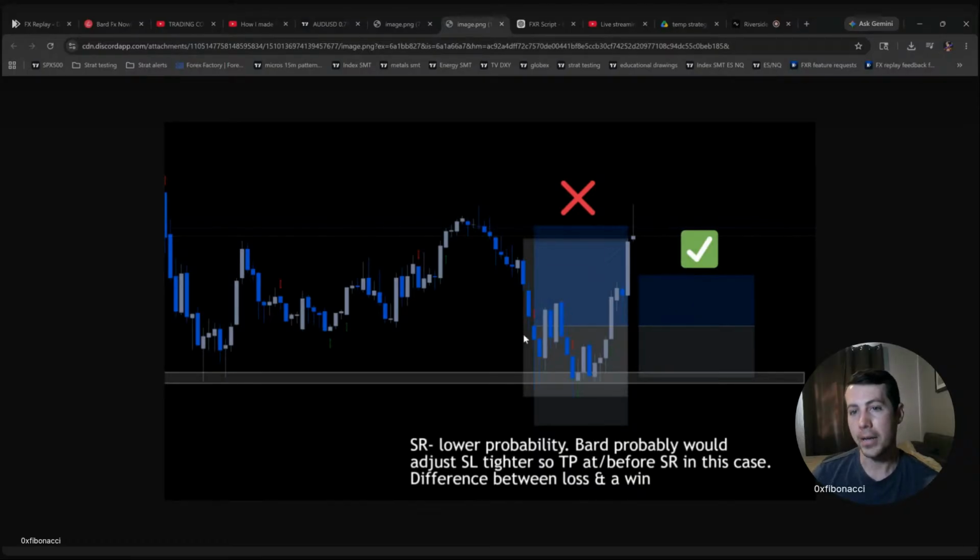So I've seen him in some of his live stream examples intentionally tighten his stop loss in certain cases like this so that he gets that TP at the support zone instead of requiring price to move through it. This may or may not come up in our testing today, but it is a little nuance that can obviously be the difference between a losing trade and a winning trade in certain cases. So something to look for.